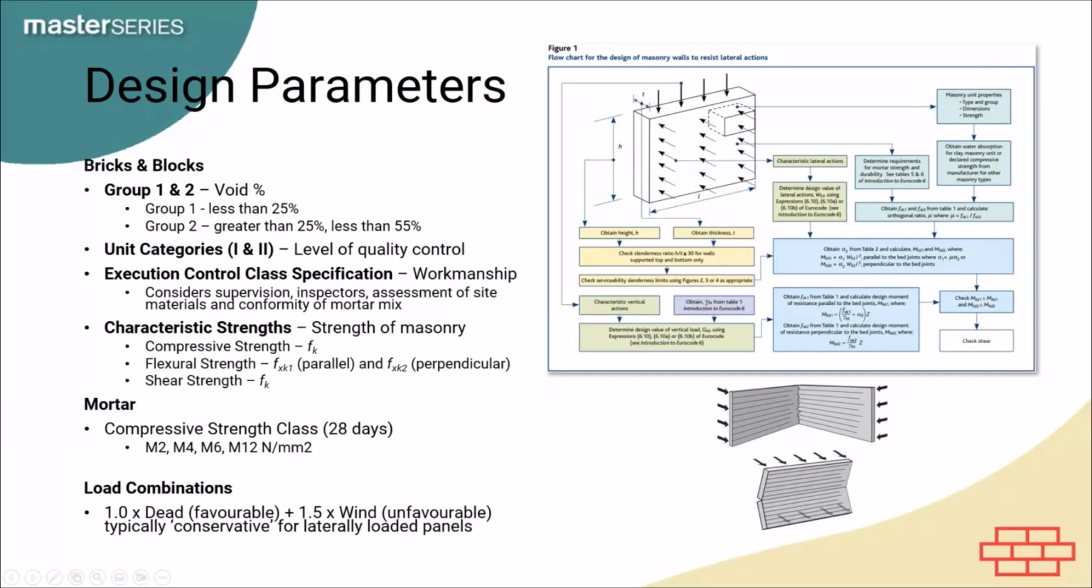And the load combinations for laterally loaded walls: we will typically take 1x dead, which is a favorable load, as typically we want to treat vertical loads as favorable as they contribute to the flexural strength of the panel, and our lateral loads as unfavorable. So we've got our leading live or imposed load as our wind, taking that conservatively for laterally loaded panels.